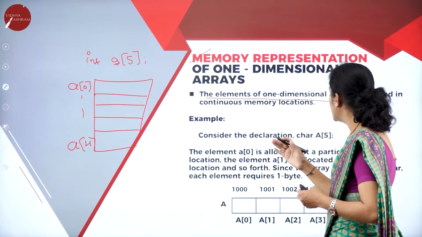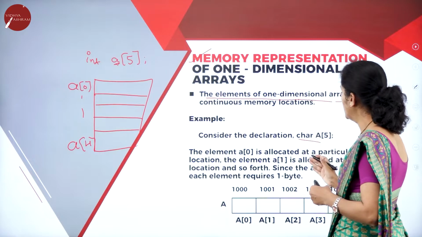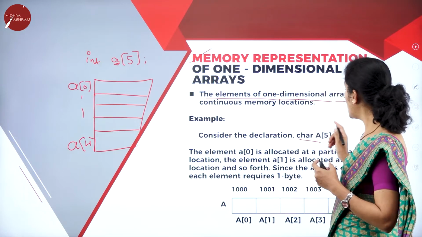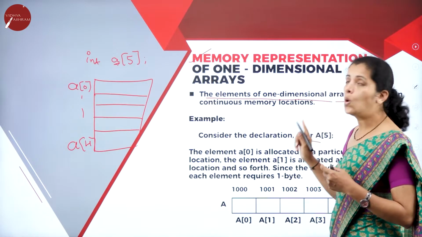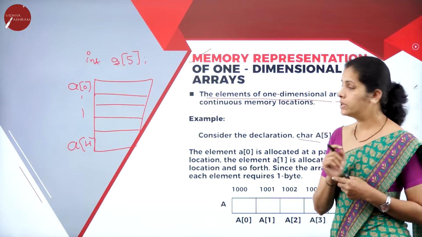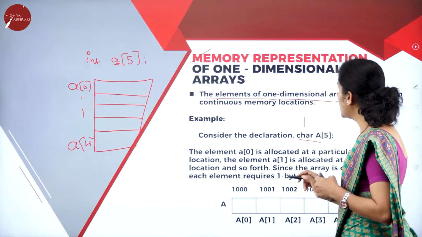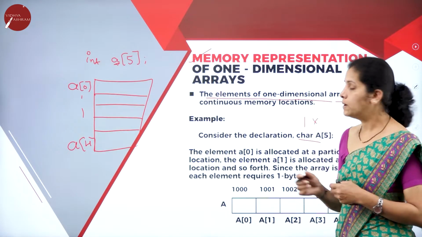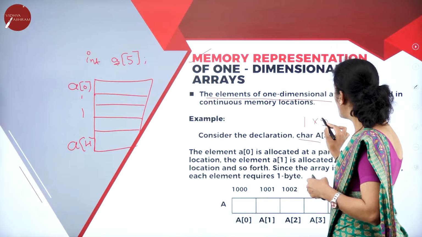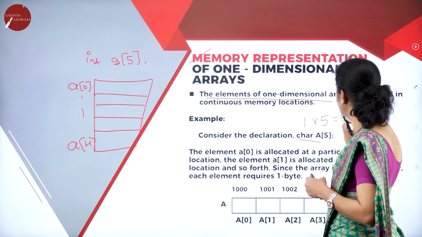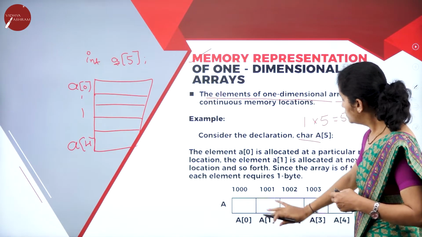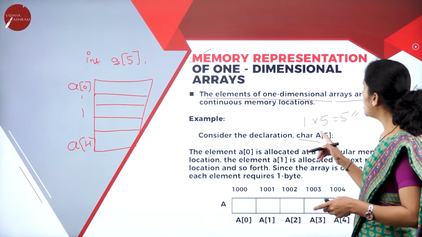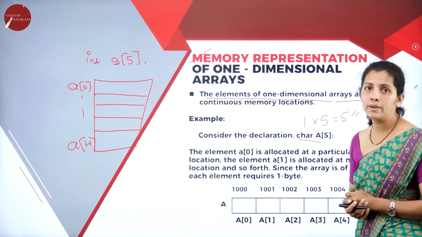Consider the declaration, that is, here they have taken character A. Character means what? Characters are capable to hold 1 byte. Okay, so the size of the character is 1 byte into A. And what's the size here? 5. So 1 into 5, it is 5. So total 5 blocks are allotted for this array A and it's of type character.